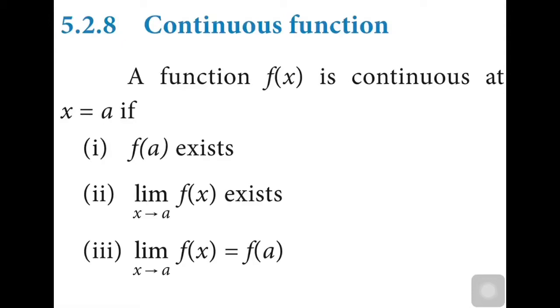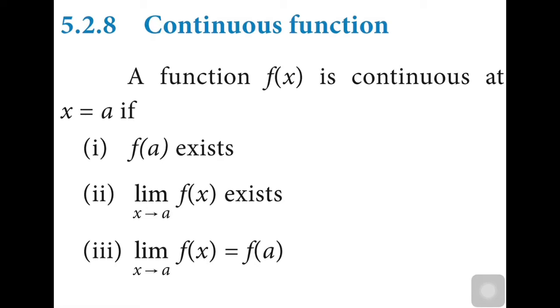Continuous functions. A function f of x is continuous at x is equal to a if first condition, f of a exists; second condition, limit x tends to a f of x exists; and third condition, limit x tends to a f of x is equal to f of a. So, when can we say a function is a continuous function at x is equal to a?